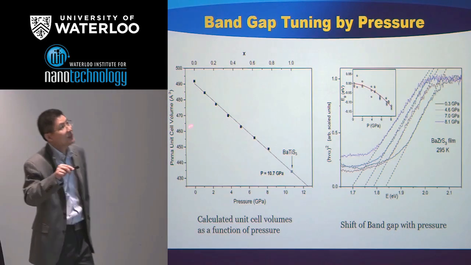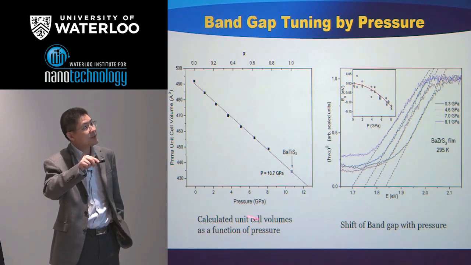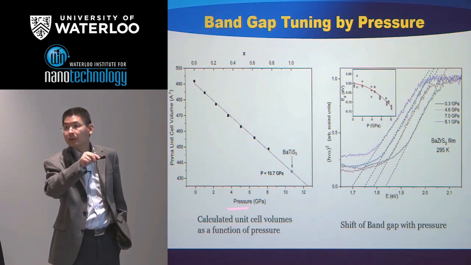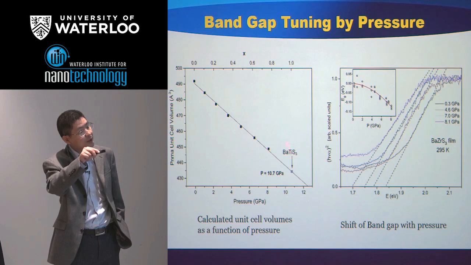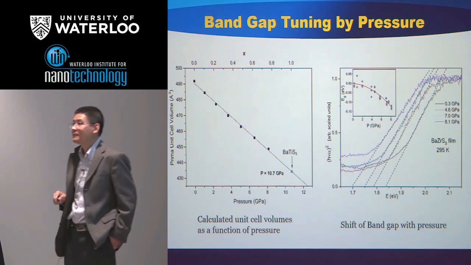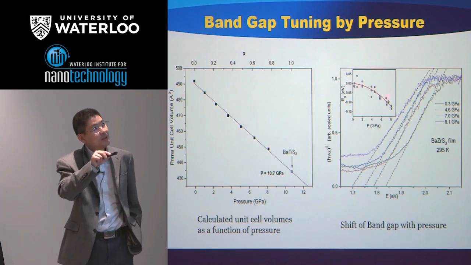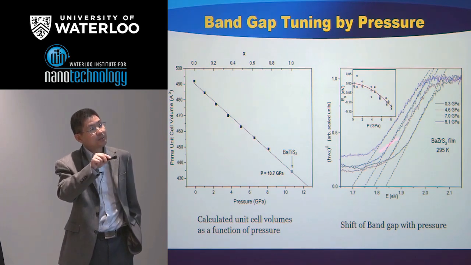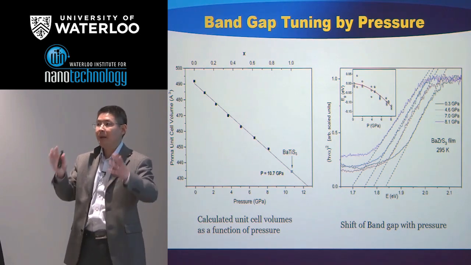Okay. In fact, you can calculate theoretically how this unit cell volume changes with pressure. By applying above 10 gigapascal of pressure, you can compress the unit cell to that of the unit cell of barium titanium sulfide. Okay. Now, they also measured this band gap as a function of pressure, and they do see that as you increase the pressure, the band gap reduces.